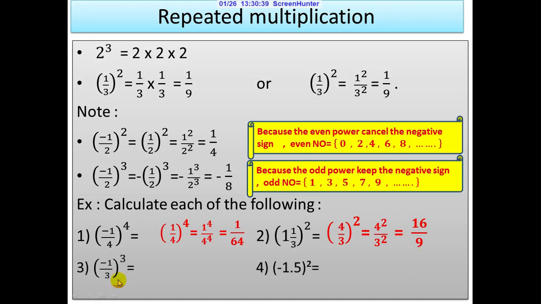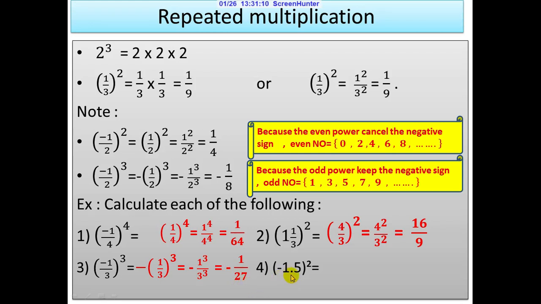Exercise number 3, he gave me negative 1/3 raised to power 3. Because we have an odd power 3 here, we keep the negative outside the brackets, negative, open brackets, 1/3 raised to power 3. By doing the previous steps, it will be negative 1 raised to power 3 over 3 raised to power 3, finally equal to negative 1/27.